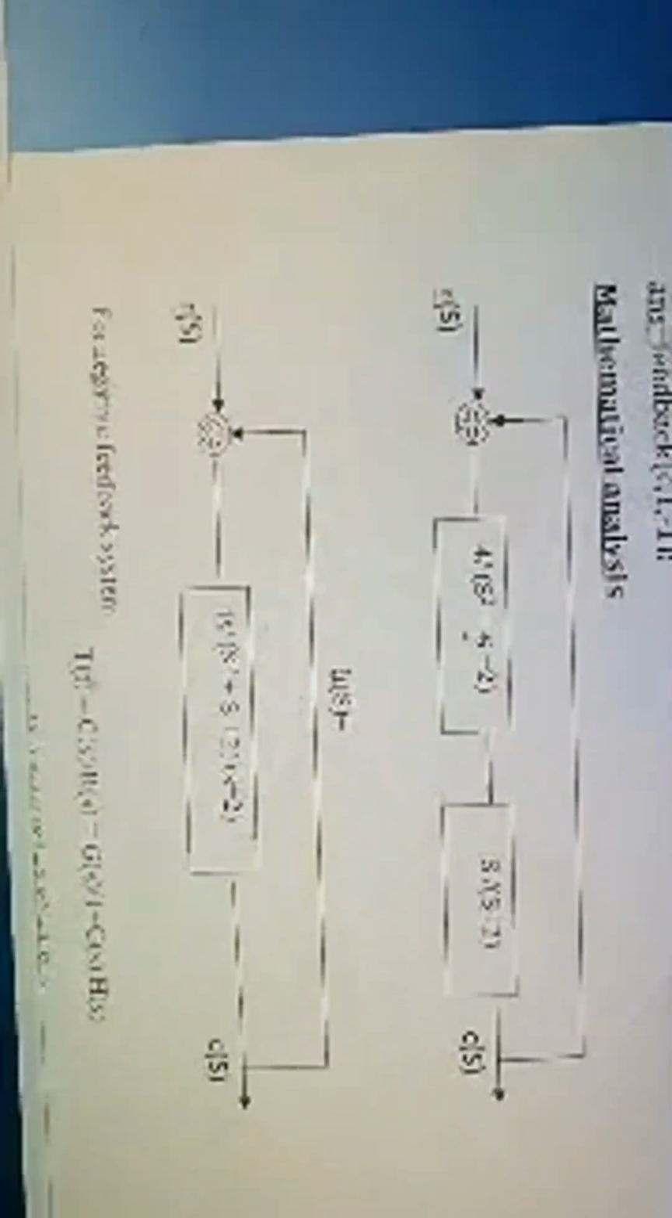Calling the whole of this transfer function A and this one B, we then take the series of A and B. Because these two are in series, we can take the multiplication of these two. That is what we have done mathematically. What is the feedback here? It is 1, and that's why we have written the feedback as 1.